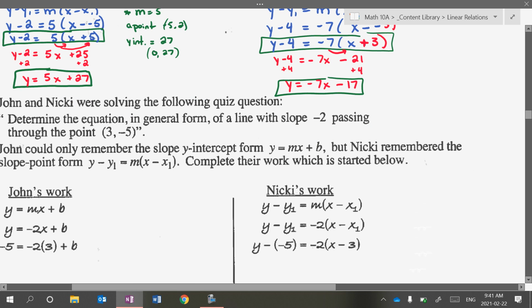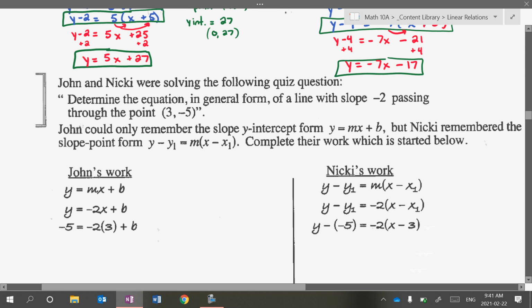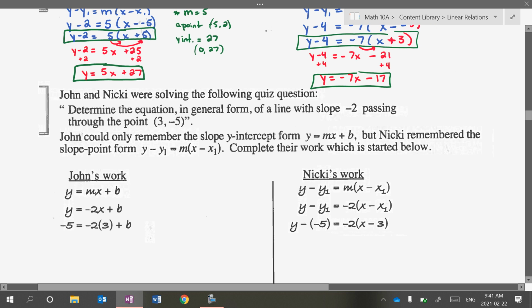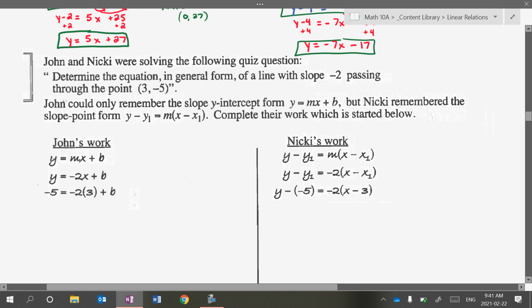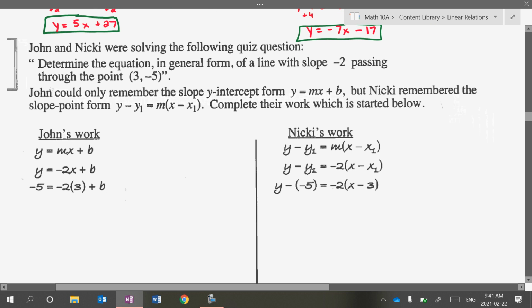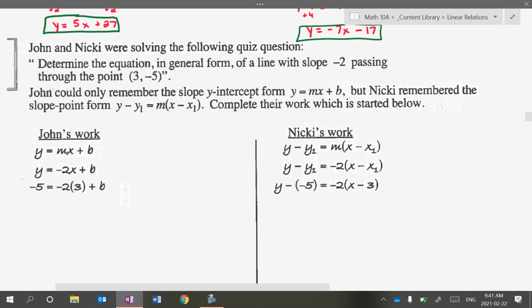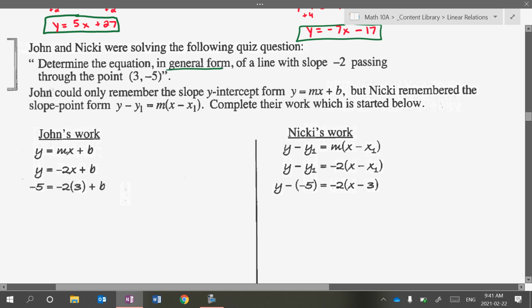Okay, so let's read through this next kind of situational one. John and Nikki were solving the following quiz question. So determine, oh, we can't do this yet. Never mind, okay. Determine the equation in general form. So that's the type we're going to learn about tomorrow, but we don't really need it here. Of a line with a slope of -2. So I would write down m equals -2. Do you have to do that? No, but it's just a strategy to help you. Passing through a point at 3 and -5.